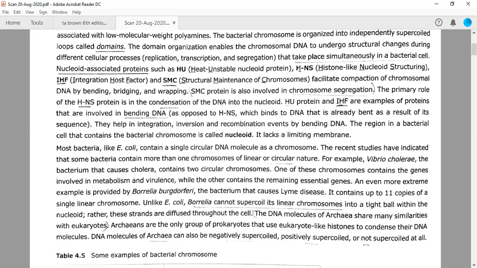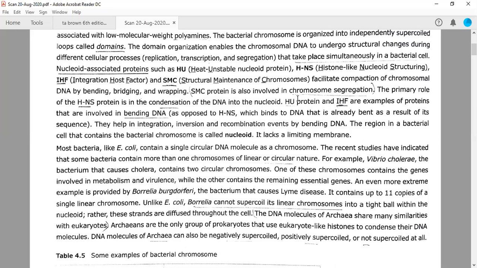Actually these two proteins, HNS and SMC, structural maintenance of chromosome, help in bending, bridging, and wrapping. The function is given here. SMC protein, for example, is involved in chromosome segregation. Whenever the bacterium is going to divide, it helps in the segregation of the bacterial chromosome. The primary role of HNS, histone-like nucleoid structuring protein, is in the condensation of DNA into the nucleoid. So along with HU, this HNS protein also helps the condensation of the double-stranded DNA in the nucleoid region.